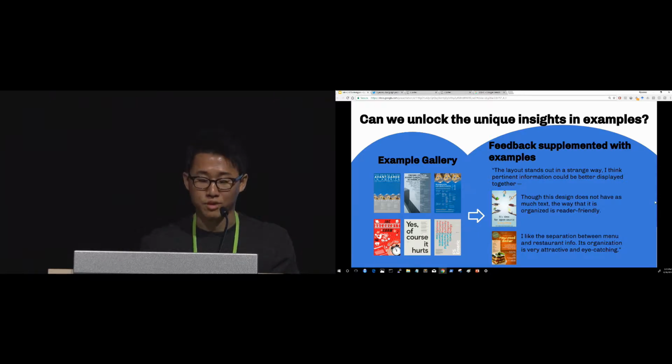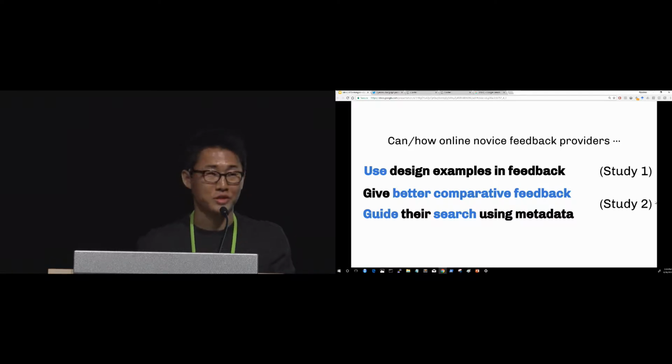Our approach aims to leverage people's ability to find relevance among diverse examples, identify and juxtapose useful features, in order to unlock the unique insights in these design examples. To achieve this, we adopted a form of feedback that uses expository text with supplementary examples. So the high-level research questions we investigate are, can and how online novice feedback providers A, use design examples in feedback, B, give better comparative feedback using examples, and C, guide their search using design metadata. So we ran 2 studies for this investigation.